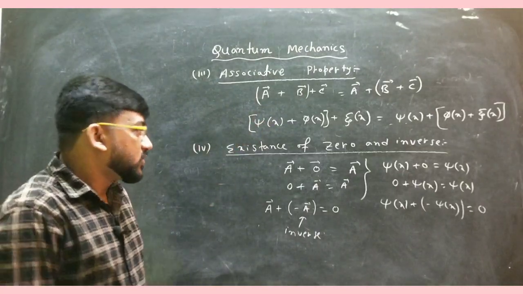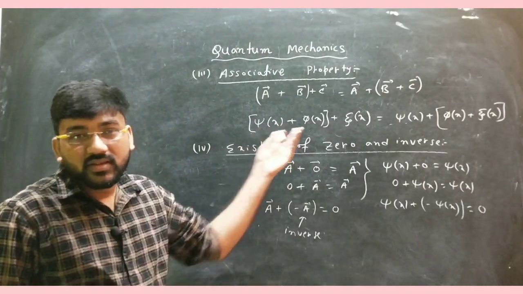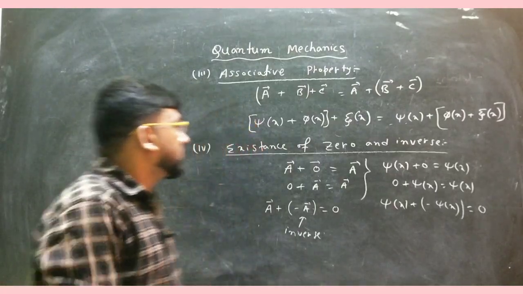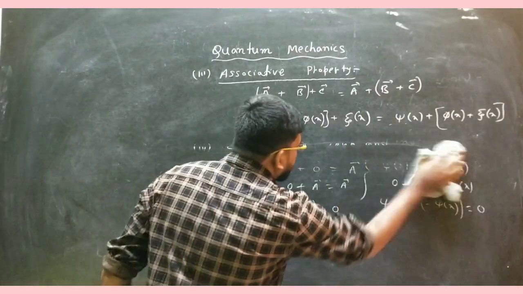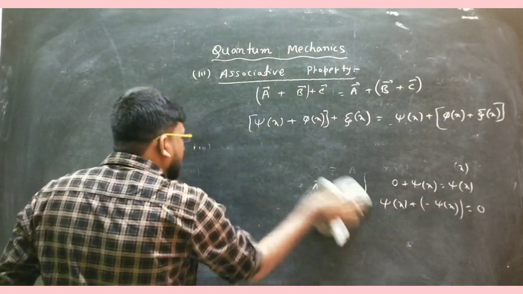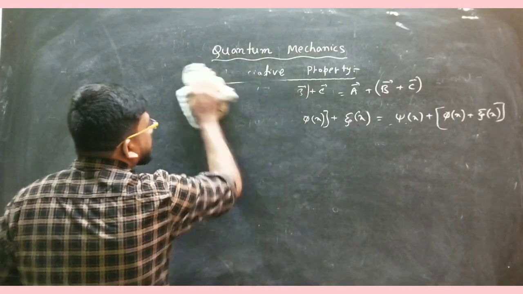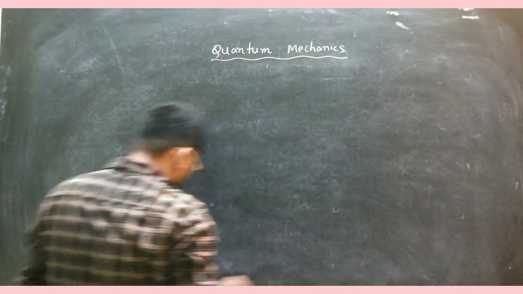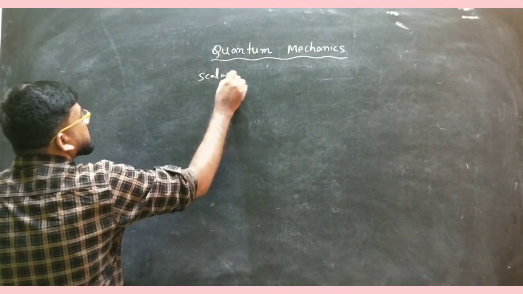Now let me talk about scalar multiplication. We have taken some scalar numbers like a, b, c, which are basically complex numbers. So let me talk about multiplication with this vector. These are called scalar multiplication, and this will also hold for the ordinary three-dimensional vector space.